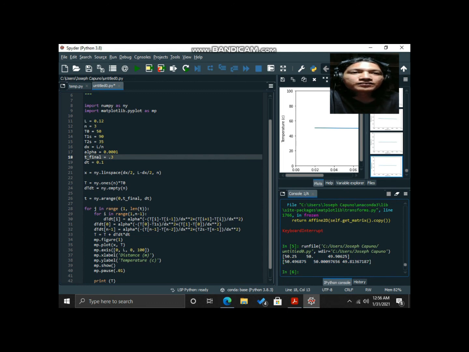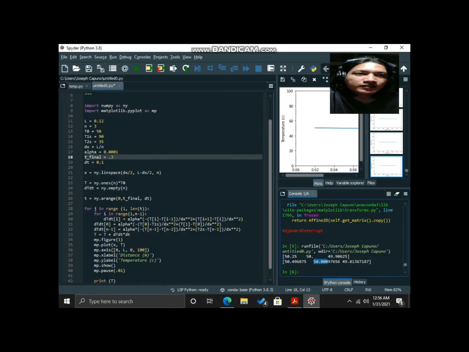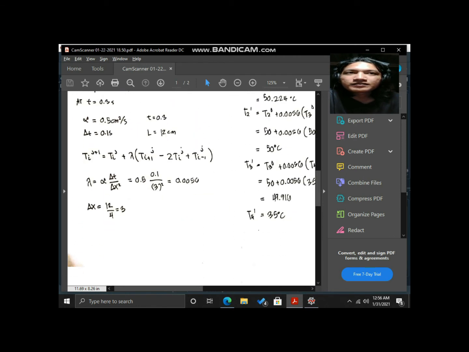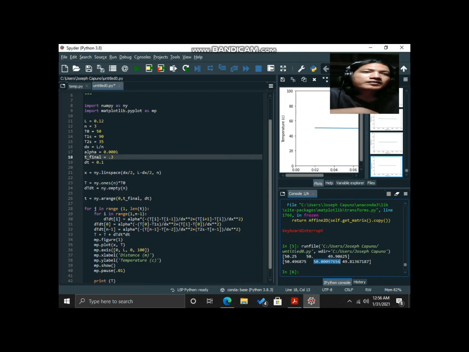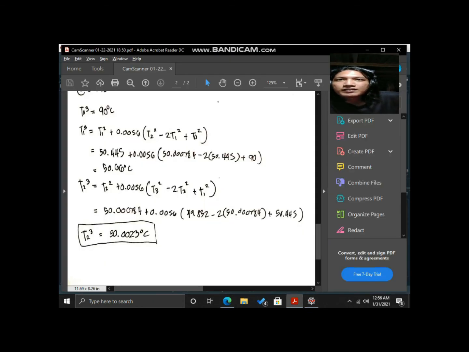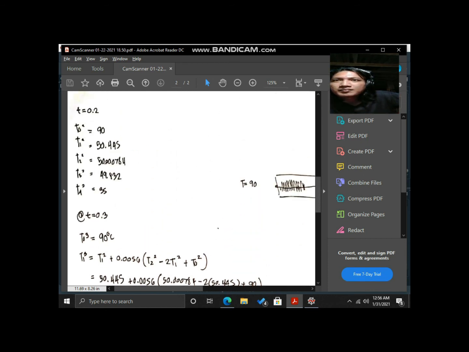Ang hinanap is yung node 2. Since yung drawing natin dito is 0, 1, 2, ibig sabihin itong gitna yung titingnan natin kung tugma sa sagot ko. Dito ang sabi is 50.0009. Yung akin naman is 50.0023. Hindi naman siya kalayuan, kasi sigurado ako sa mga decimals, hindi naman natin kinuha lahat ng decimals sa part na to.